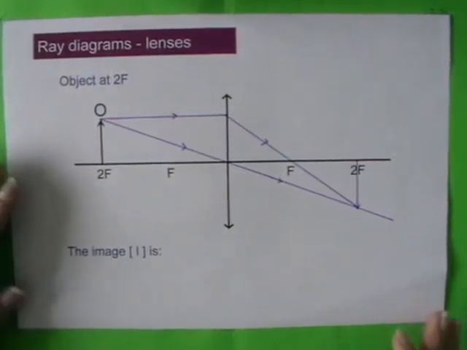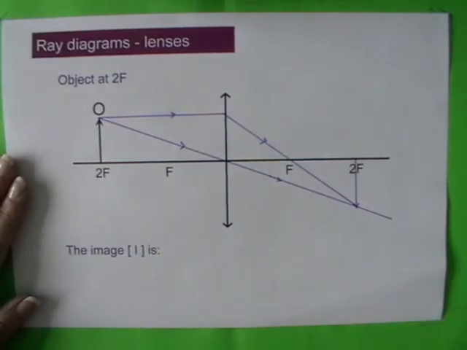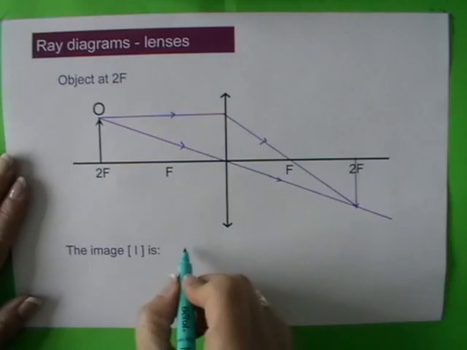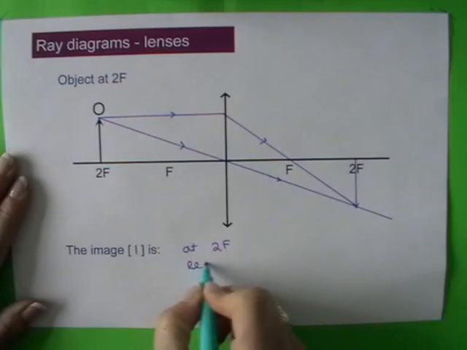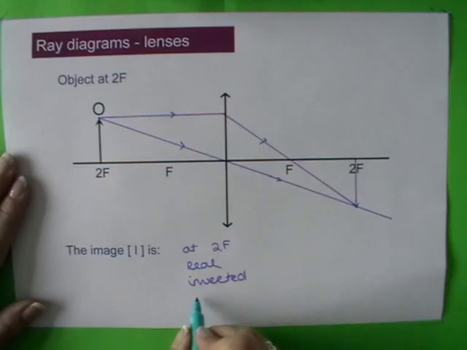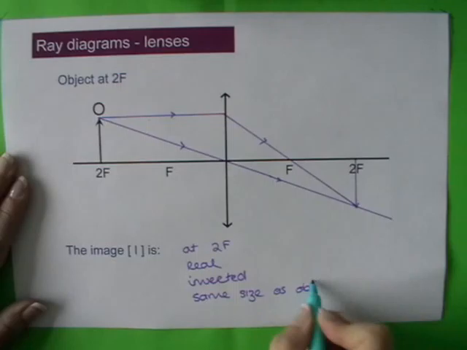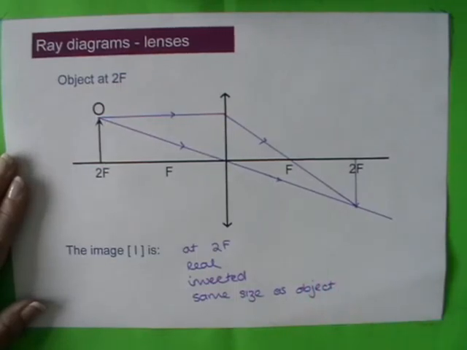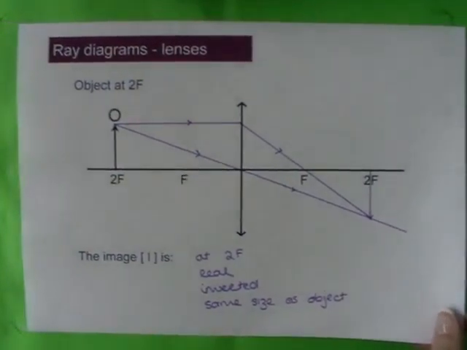And we find in this case that again we have a real image because we can capture it on the screen. It's inverted, and in this case its location is at 2f. So if the object's at 2f, the image is at 2f. It's real, it's inverted, and when we measure these we can find that it's the same size as the object. So remember that in each case you're making 4 points about the image: its location, its nature, whether it's inverted or upright, and its size. And in this case it's at 2f, it's real, the same size as the object, and inverted.